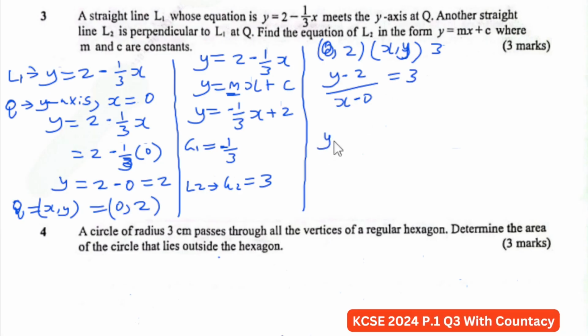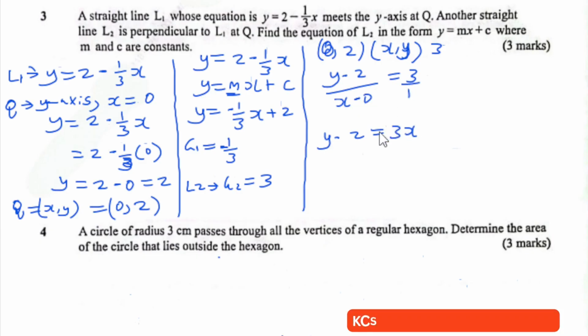Therefore, for y minus 2, we can just do cross multiplication here. This is equivalent to 3 over 1. y minus 2 multiplied by 1 is y minus 2. On the other side, we have 3 multiplied by x minus 0. We know that x minus 0 is equal to x. Therefore, we have x multiplied by 3, that is 3x.